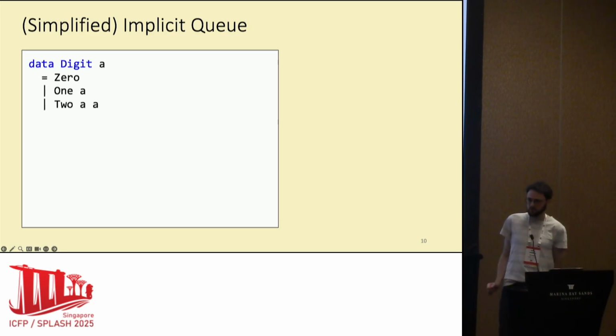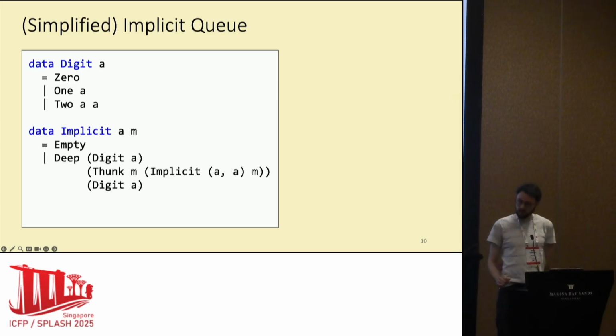So the way the implicit queue works is first that there's a data type called digit, which is either 0, 1, or 2 elements. And then the queue itself is either empty or it is a deep queue, which means you have 2 digits, so that's kind of the front and your rear list from the example. And then you have this middle thing, which is a thunk for another implicit queue.